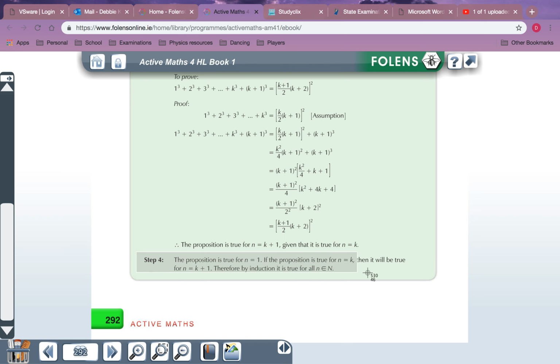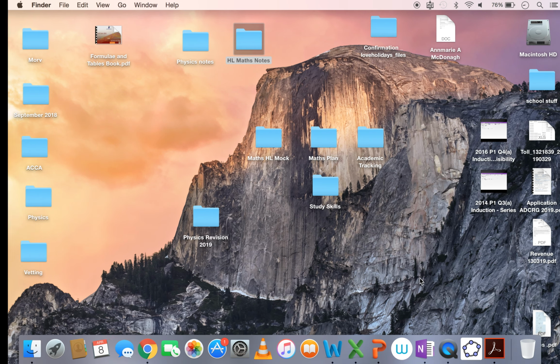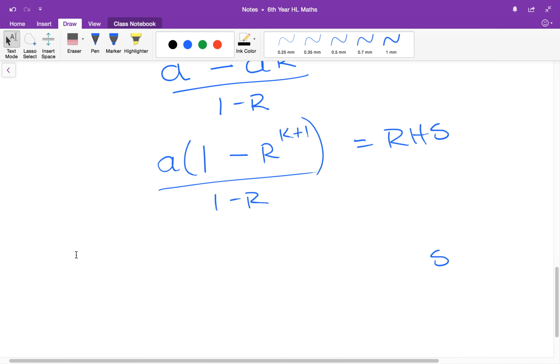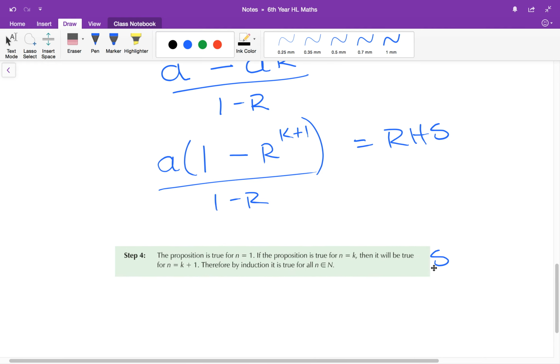Then you write down your final step, which is your proposition. Let's enlarge that a bit. So the proposition is true for n equal to 1. If the proposition is true for n equal to k, then it is true for n equal to k plus 1, and therefore by induction is true for all n that is an element of the natural numbers.